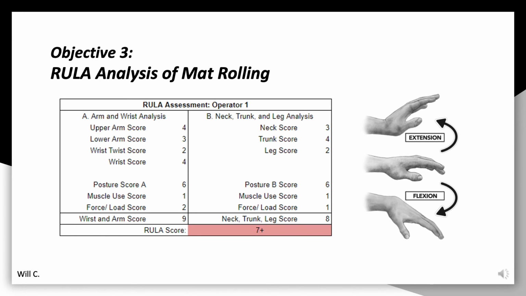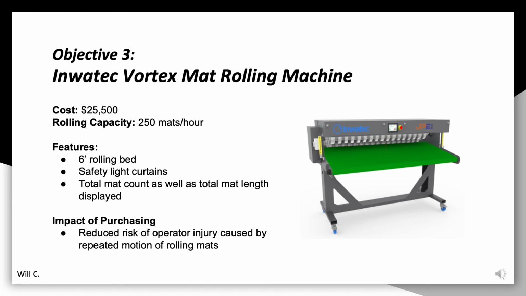For the final objective of our project, the company wanted us to take a look at the ergonomics of the mat rolling process. Currently, an operator rolls each mat by hand. A RULA analysis was performed to test the current state and resulted in an average score of 7+. This score requires intervention. The solution our team proposed is to purchase the Inwatec Vortex rolling machine. This machine costs $25,500. By purchasing this machine, the company will eliminate all ergonomic risk and any potential risk for company payouts. Now Logan will be discussing ergonomic opportunity.